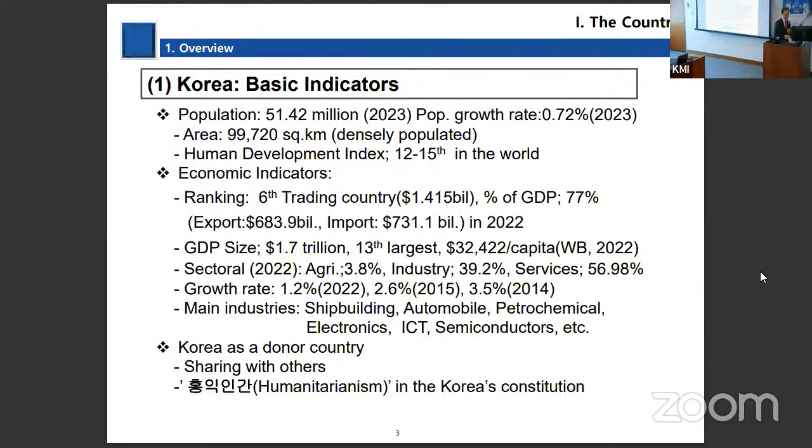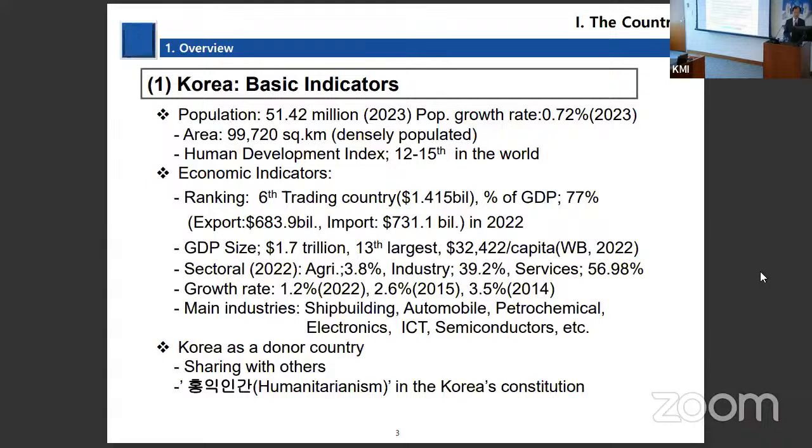We have 51 million people. The area is less than maybe 1%, around 1% of the USA. The USA has a huge size of land. On the Human Development Index from the UN, which shows how well people are living, we are between 12th and 15th.